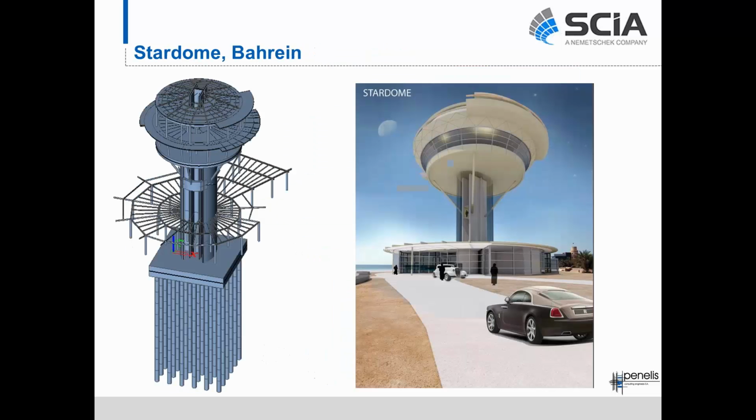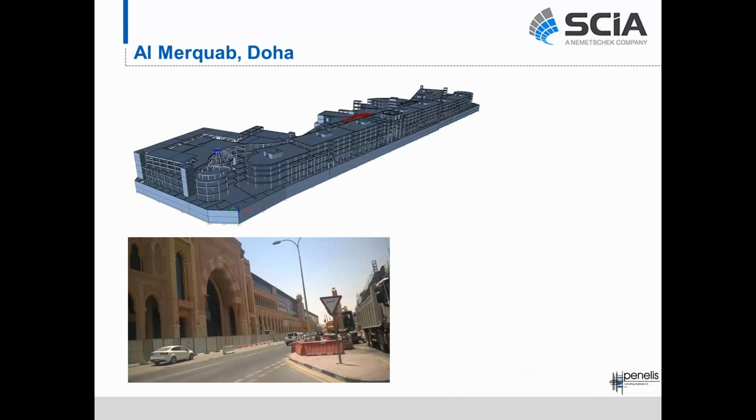This is the Stardome in Bahrain, a very peculiar type of building where you see also the piles modeled in SCIA Engineer and the whole soil structure interaction. This is a concrete building with steel elements, with aluminum elements, all of it modeled in SCIA Engineer and designed according to IBC, meaning the US codes. This is the Al Merquab Commercial Center in Doha.